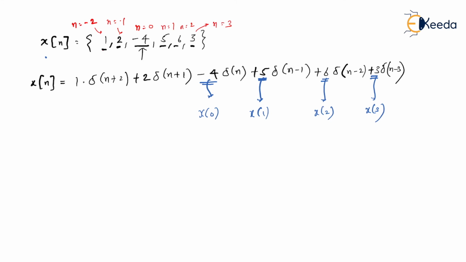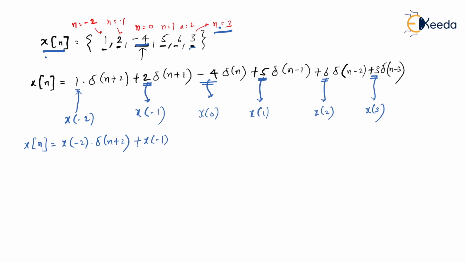X of 3 means x of n at n equal to 3. As you can see, x of n at n equal to 3, it is 3. Or x of n at n equal to 0, it is -4. So this 2 is a coefficient which is nothing but x of -1, and this 1 is nothing but x of -2. So I'm rewriting x of n, x of -2 dot del of n plus 2 plus 2. I should replace 2 with x of -1 only.